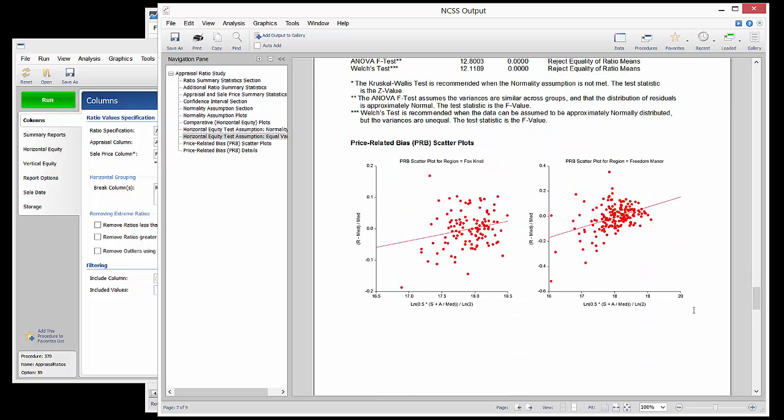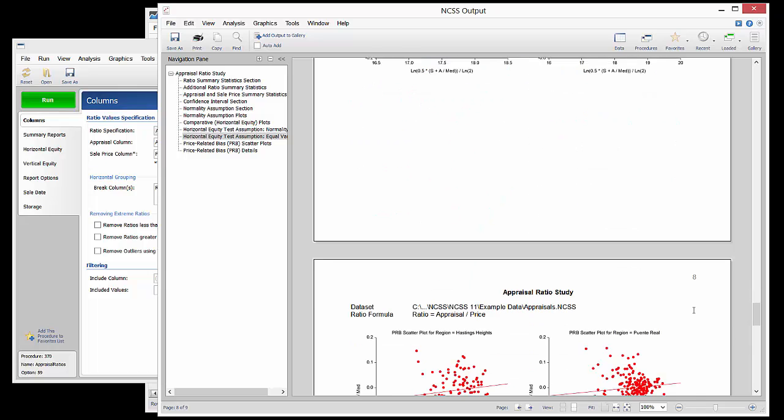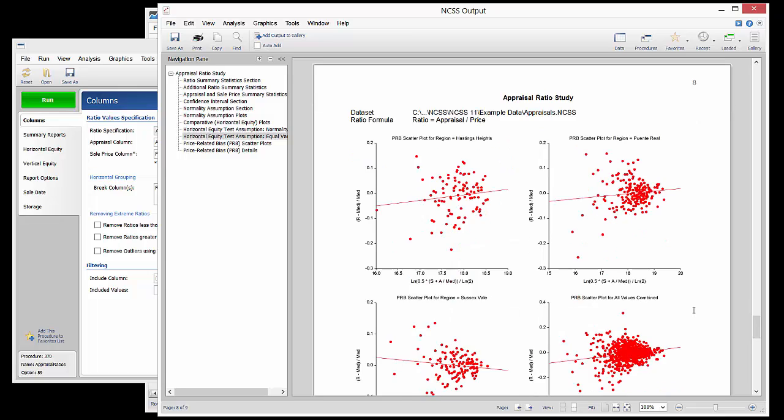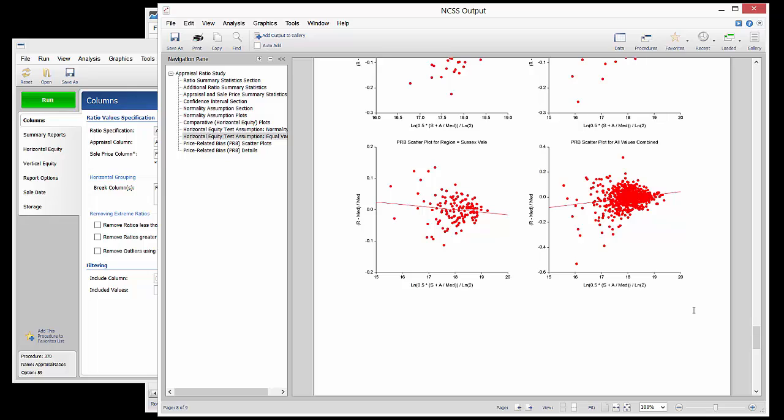The price-related bias plots and statistics can be used to assess vertical equity, which again is whether or not ratios are similar across a whole range of appraisal values. The price-related bias scatter plots give a visual representation of the vertical bias. The greater the slope, the greater the indication of vertical bias.